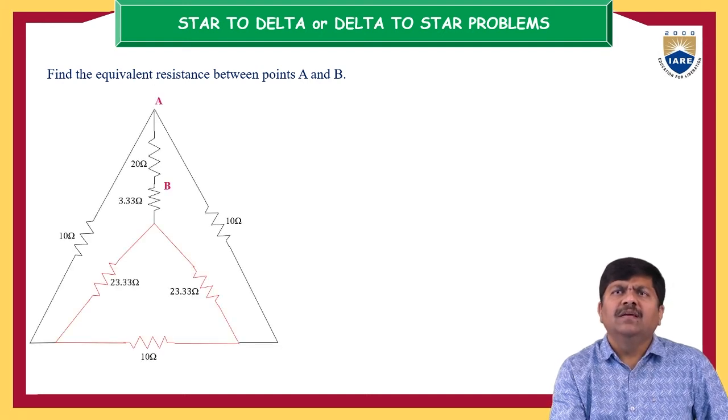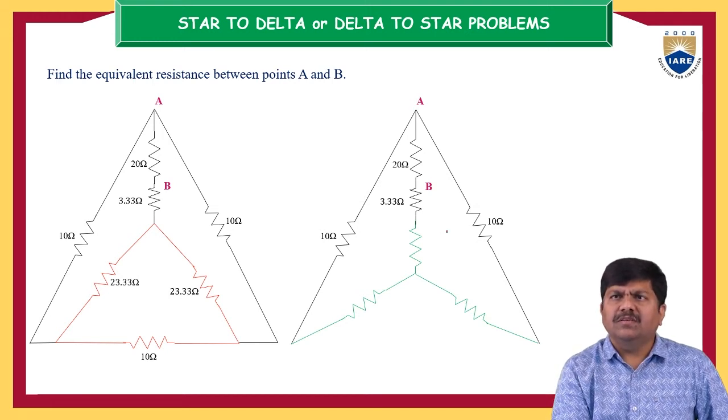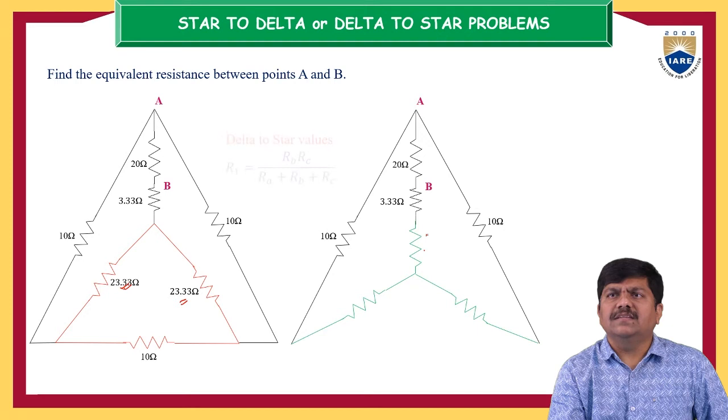So the problem is, this is the given one and this is the star. You have to find out the resistance values. As we have just discussed, this resistance is nothing but the product of 23.33 and 23.33 divided by the sum of these three resistances. So that is this resistance.